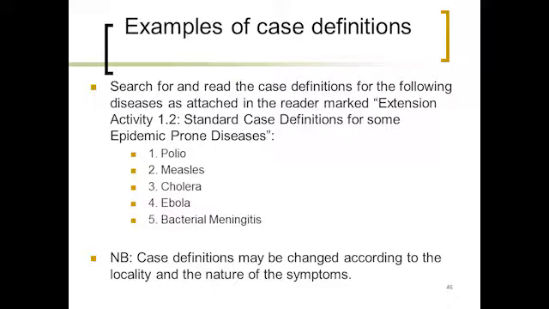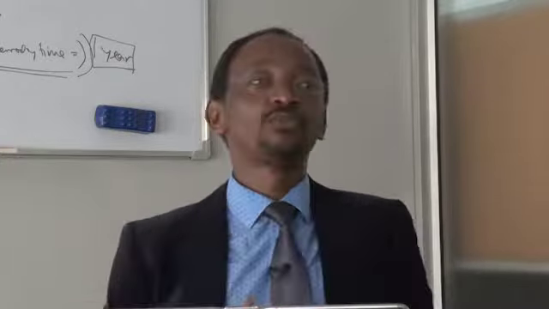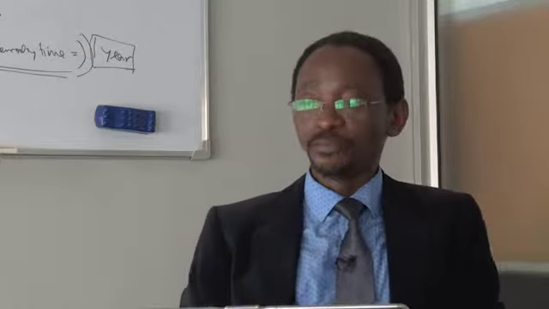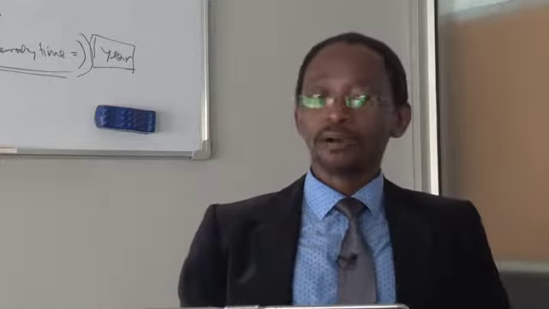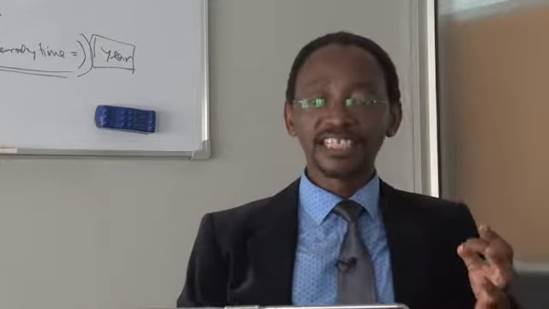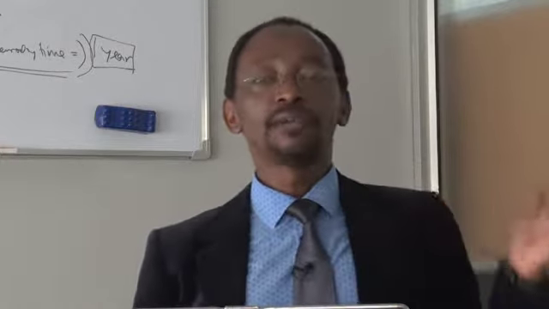Now, case definitions are not cast in stone. They can be changed according to the locality and the nature of symptoms. A good example is for Ebola. The natural history of the disease has been changing. When Ebola had just learned to attack human beings, it was very virulent and it used to cause a lot of bleeding, profuse bleeding from all body orifices. And the case fatality rate used to be 100%.